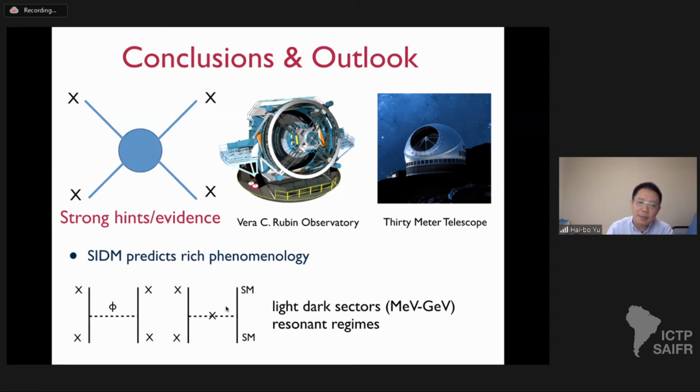In this case, suppose the mediator particles can interact with standard model particles, then you can get direct and indirect detection signals and also collider search signals. And the overall comment is that if you consider light dark sectors and some resonance effect, then SIDM is really relevant for those searches. Thank you so much.